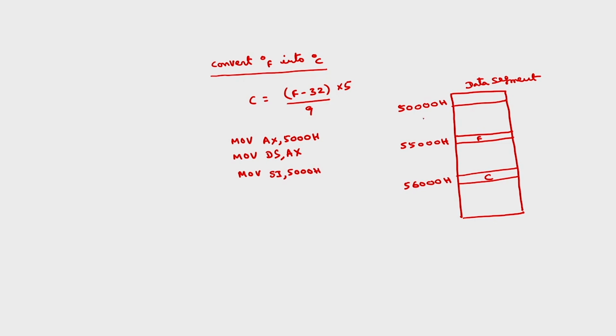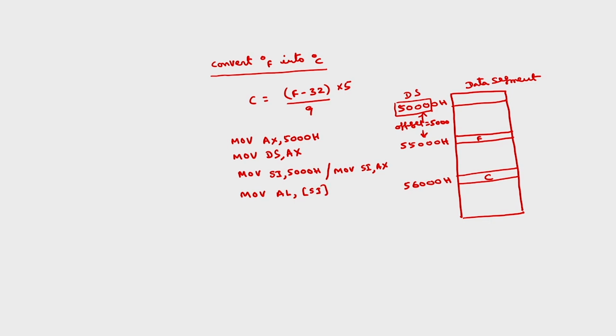Here one of the advantages of assuming these locations is, instead of MOV SI, 5000, you can also write MOV SI, AX, because the data segment register also points to 5000H and the offset is also 5000H. So in this particular example both are matching, so you can directly take the AX contents onto SI. This will save 1 byte. Okay. So I am taking this into AL: MOV AL, contents of SI. Now AL contains the Fahrenheit value.